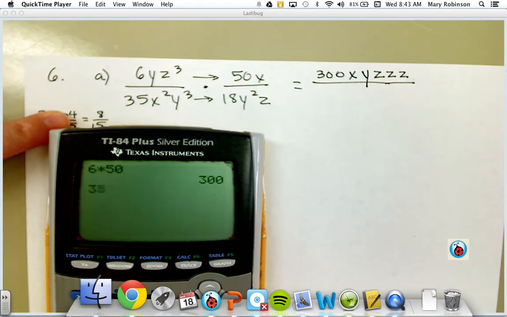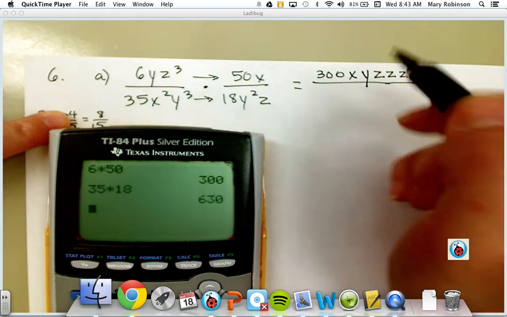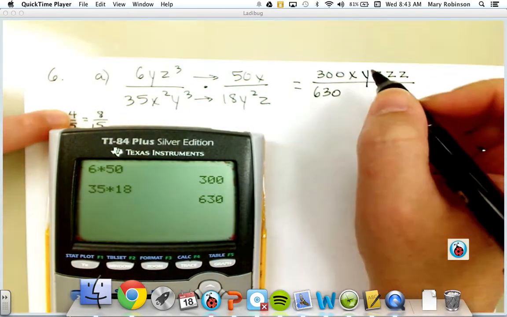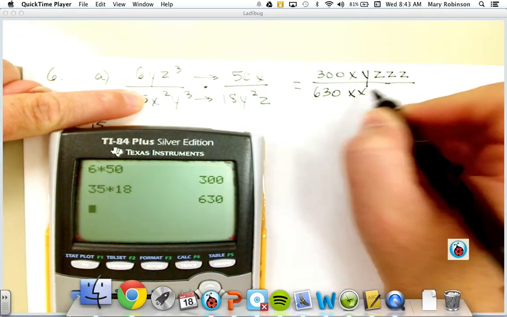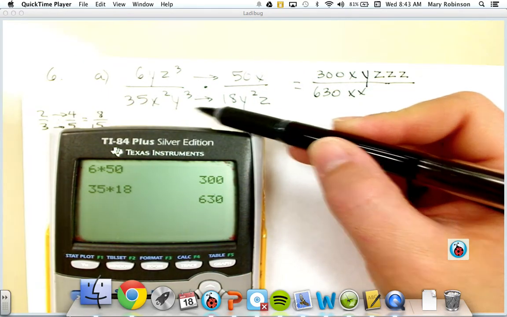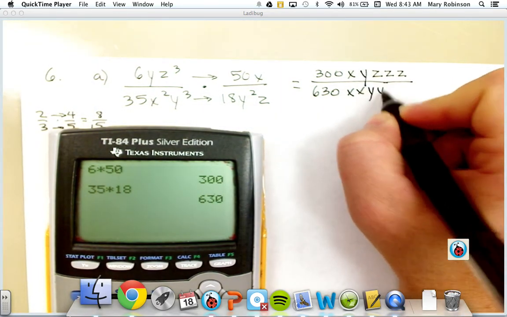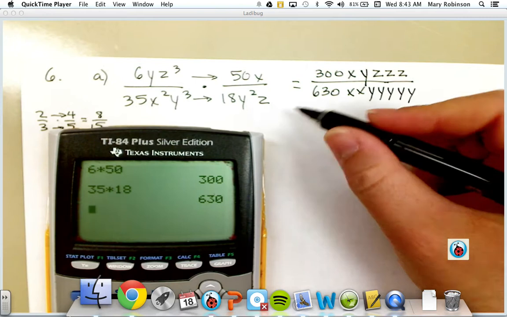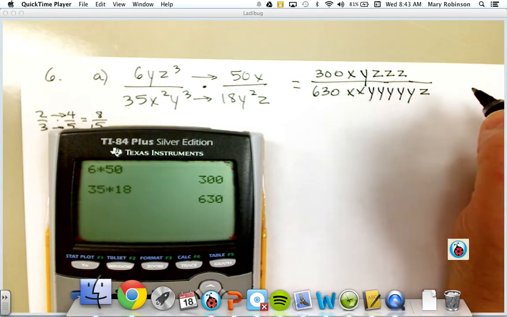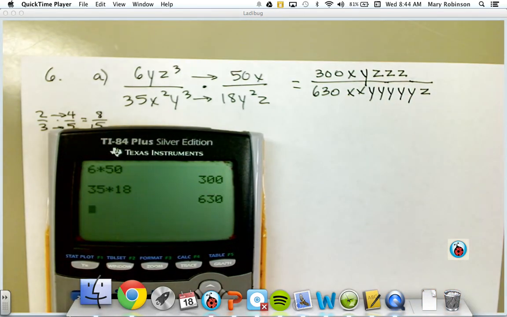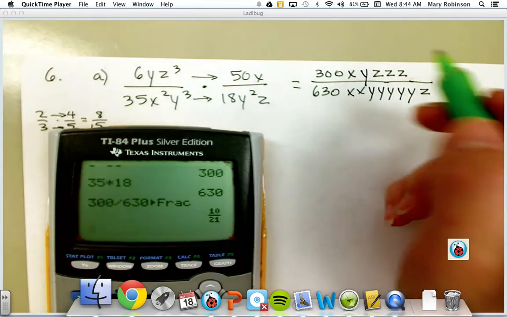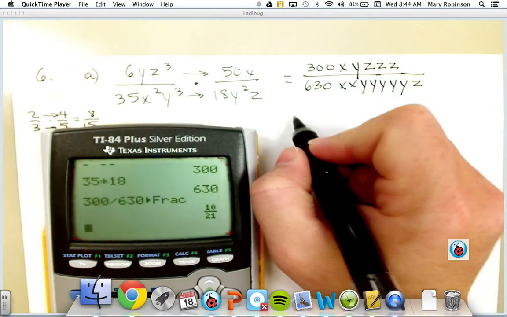On the bottom, 35 times 18 is 630. I have two x's. I have y cubed, and I have y squared. That's 5 y's, so I'm going to write out y 5 times. And I have one z. Now I'm going to simplify, and I'll be through. So we need to reduce our fraction. So I'm going to type in 300 divided by 630. Math, enter, enter. And I get 10 over 21.